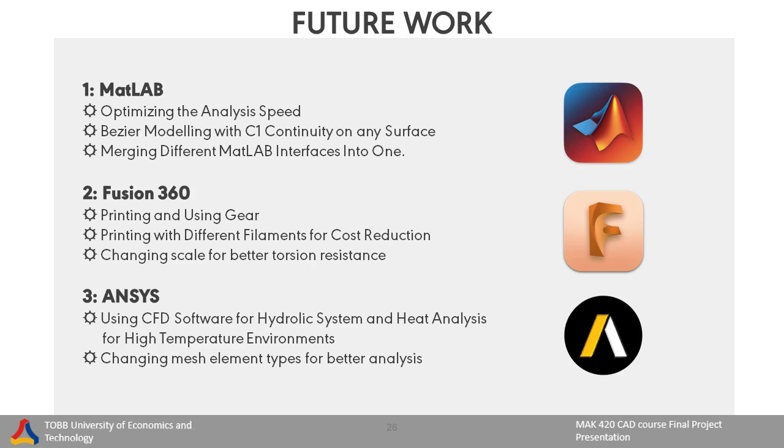For Fusion, the ease of use and durability can be tested by printing and assembling the gear. Instead of ABS filament, different filaments can be used to find the filament that will minimize the cost. By changing the optimization scale of the gears, models with more branches and higher torsion resistance can be produced. In the ANSYS part, the gear can be observed by applying flow and heat transfer analysis for different operation environments. Different phase analysis can be obtained by changing mesh types.